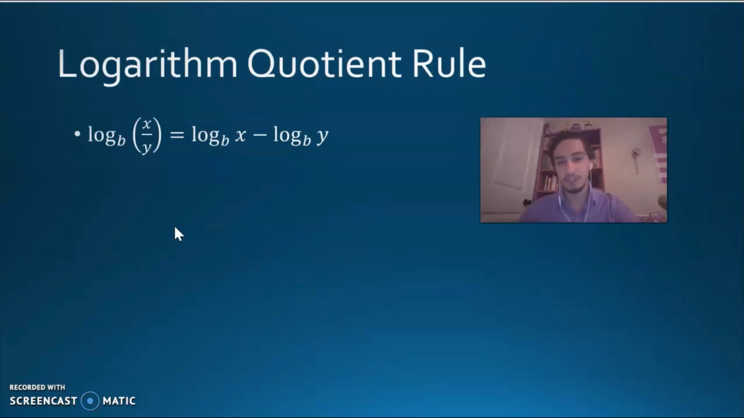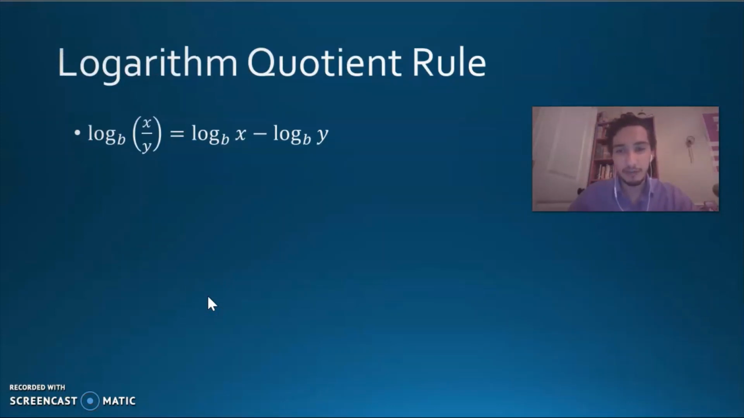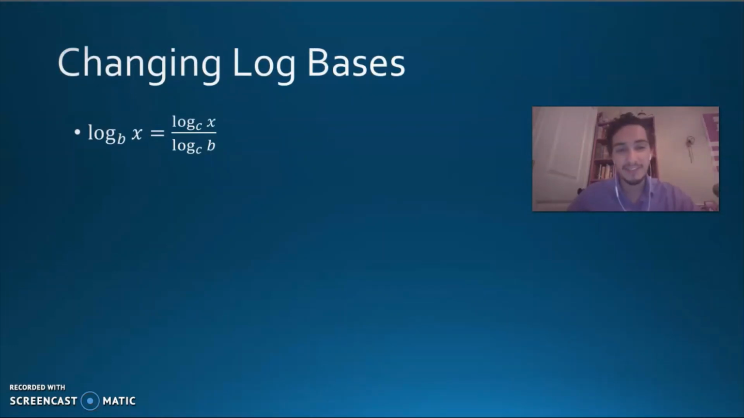Then we have the logarithm quotient rule. So instead of multiplying two numbers, we're going to divide two numbers. So log of x divided by y is equal to log of x minus log of y. Finally, we're going to discuss changing log bases. So to change a logarithmic base, what we're going to do is take log base c of x divided by log base c of b, and that will give us log base b of x. So it's important that log c of b is going to be on the bottom because whatever you want on the base needs to be at the bottom. Think about it that way.